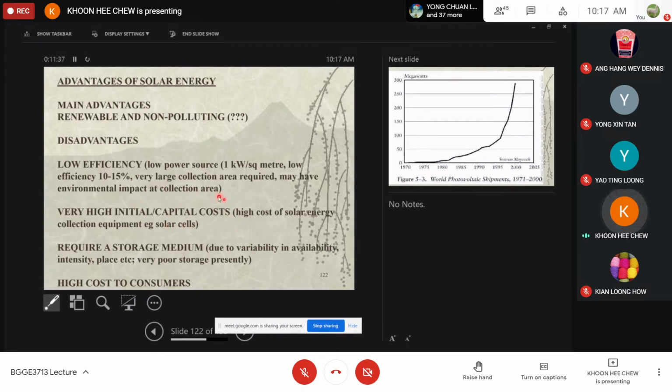If you want to harvest solar energy as shown in the photograph just now, then you need a very high cost. So for a consumer, if you want to put solar panels on our rooftop, it is also quite costly.